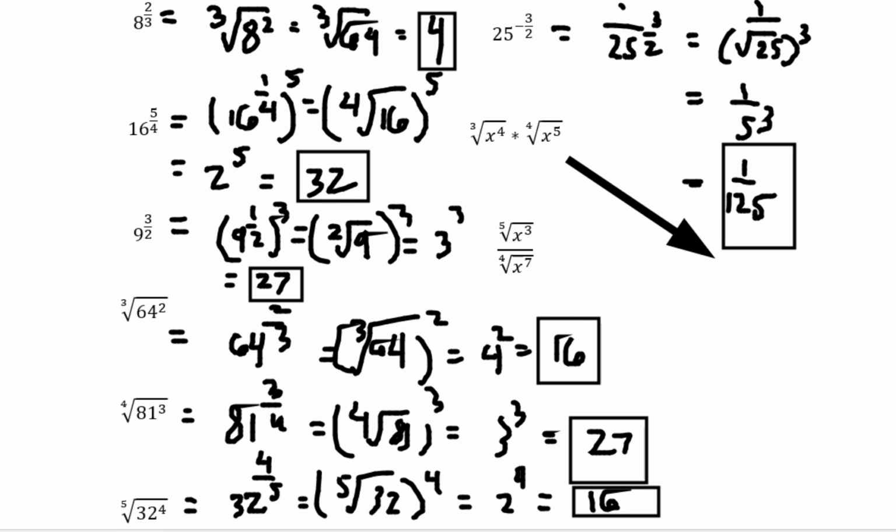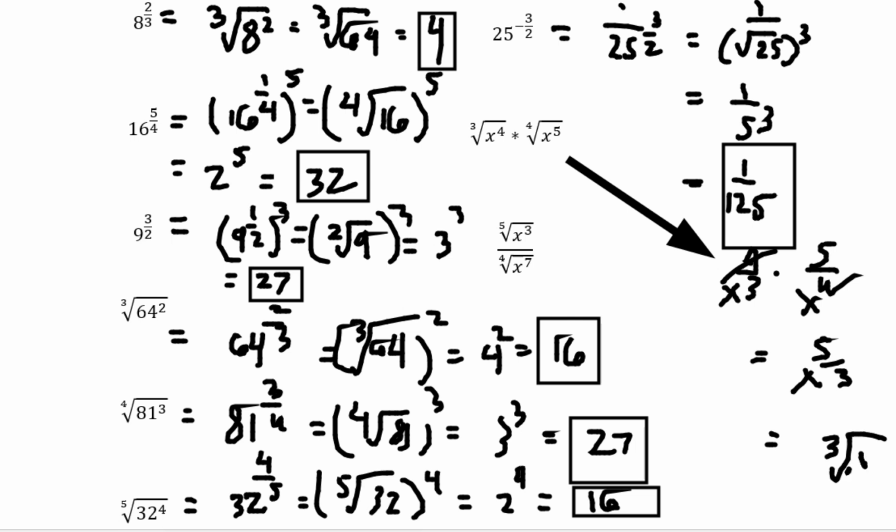Now let's try this one. If we're going to multiply two fractional exponents or radical exponents, if we turn this into fractional exponents, it's going to be x raised to the 4/3 times x raised to the 5/4. So we can just cancel the 4, and we have 5/3 as our exponent, and then we can write it in radical form if we wanted to.